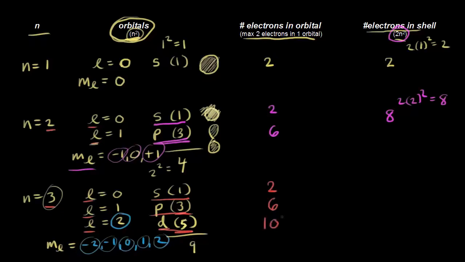So what's the total number of electrons that we can fit in this third shell here? So that'd be 2 plus 6 plus 10. That's 18. All right, and again, we could have used this little formula over here.